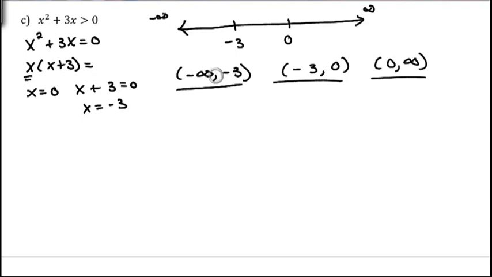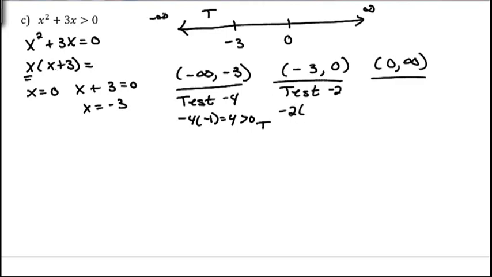So we want to pick a number directly inside of this interval, so I'm going to test negative 4. We get negative 4 times negative 4 plus 3, which is negative 1, and so I get positive 4. Is positive 4 greater than 0? It is. It's true. And then between negative 3 and 0, I'm going to test negative 2. You could test negative 1 also if you wanted to. So negative 2 times negative 2 plus 3, which is positive 1, so I get negative 2, and that is not greater than 0, so that's false.